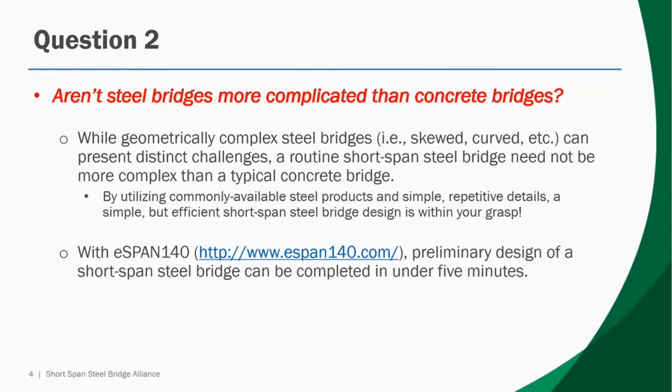Question 2. Aren't steel bridges more complicated than concrete bridges? The short answer is no. While geometrically complex steel bridges, such as skewed bridges or curved bridges, can present very distinct challenges, if we're talking about a routine project, a short span steel bridge doesn't need to be any more complex than a comparable concrete solution. By utilizing commonly available steel products and employing simple and repetitive fabrication details, an efficient short span steel bridge design is definitely within your grasp as an engineer.